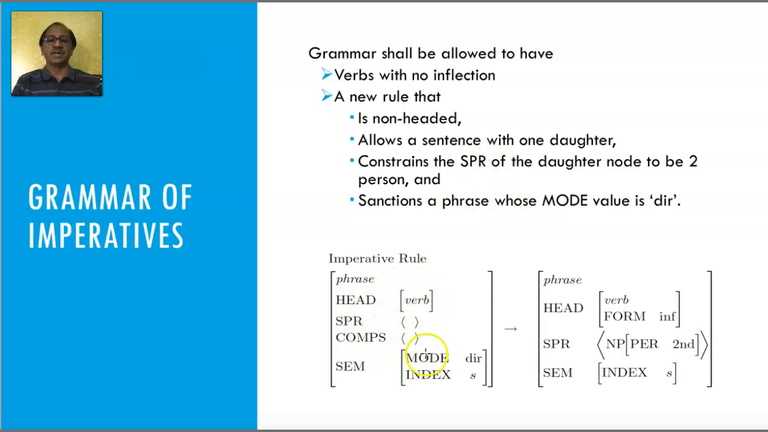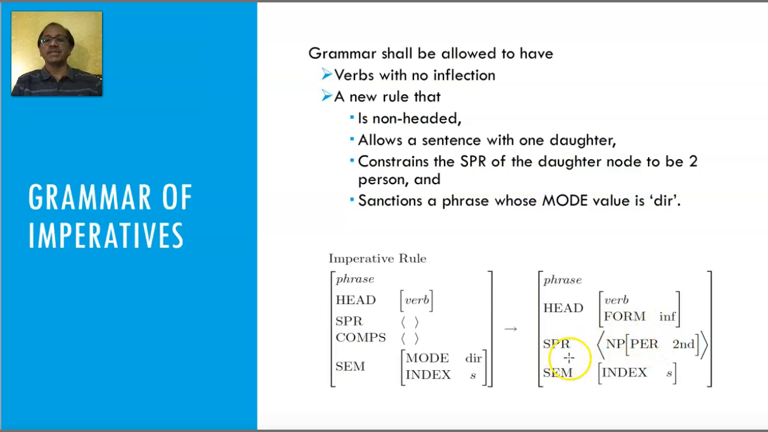So what is the rule like? The rule is here. Imperative rule. Let's look at this part, the daughter part. This is your phrase. That is, it's a verb phrase. How is it a verb phrase? Because head value is a verb and it's a phrasal node. It's a verb phrase. And the verb phrase gets its form infinitive from the lexical daughter, from its daughter node head value. That is the verb.